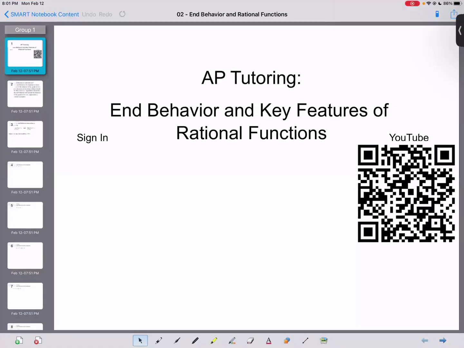Well, what we're going to look at today is the end behavior and key features of rational functions.